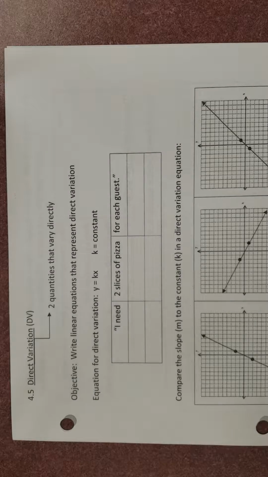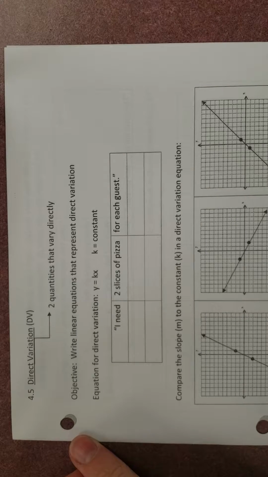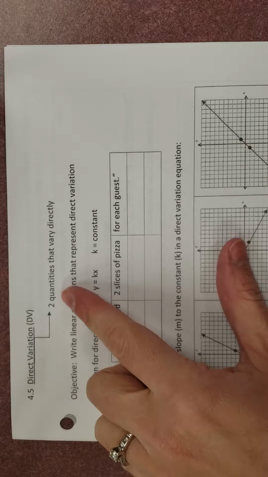This is about direct variation. We are edging into writing equations in slope-intercept form so that we can graph them, graphing more efficiently, and it's an exciting time for you. Before we do that, we need to talk about direct variation. So what we mean by that is two quantities that vary directly.